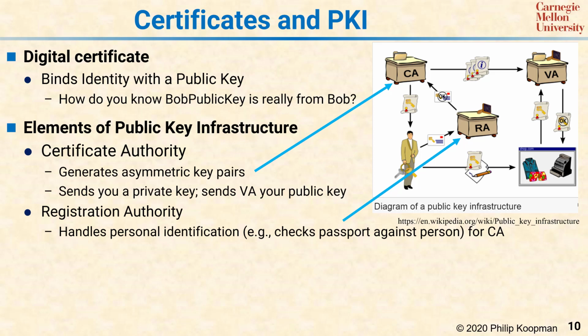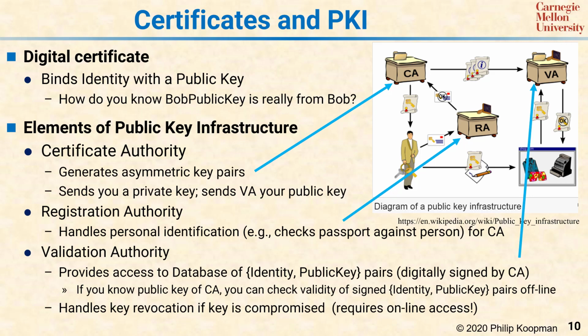Well, Alice goes to the validation authority, the VA, which has a database of identity and public key pairs, which are digitally signed by the CA. Okay, so now what's happening is the VA says, everyone who wants to know, here's Bob's public key, and this is the Bob we're talking about. And that information is signed by the VA so that everyone knows that if you trust the VA to sign things, then it really is the identity public key pair of Bob. And we know it's Bob because the RA decided it was Bob, and the CA trusts the RA, and the CA generated the keys and fed the keys to the VA.